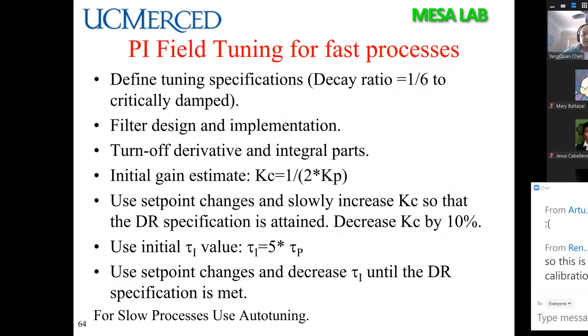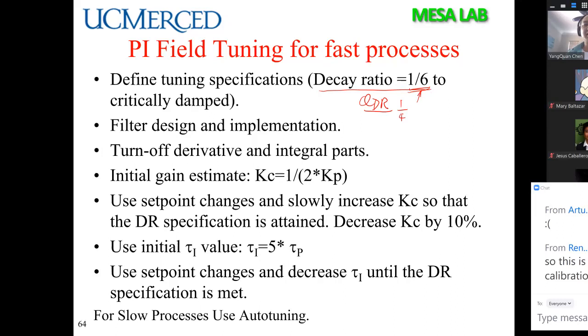So in the field, how are you going to tune? Let me walk you through this interesting thing. You define a tuning specification for the decay ratio. Say I tune so that my decay ratio is 1/6, while QDR is 1/4. So try to be more robust.